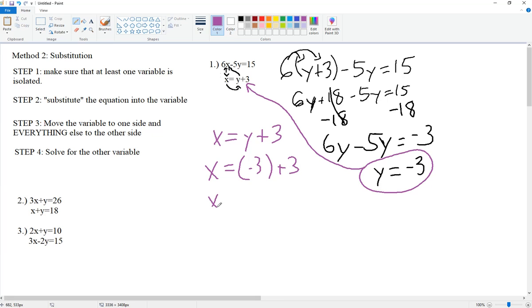And negative 3 plus 3 is 0. Now, you are only finished with a system of equations if you can fill out an ordered pair. Remember, an ordered pair is a pairing of x and y. So my x is 0, my y is negative 3, I can fill it in, so I'm done. This is my final answer. This is the answer I am looking for, this ordered pair, right?